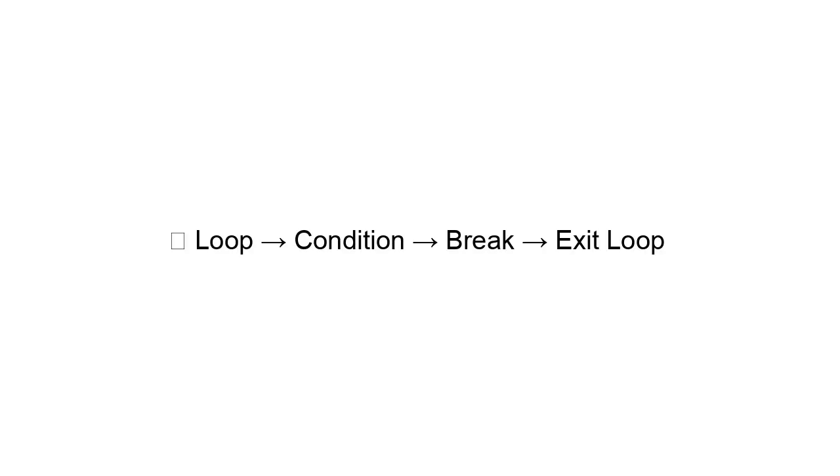How break works. Step by step. The loop starts normally. Check the condition inside the loop. If the condition is true, the break statement executes. The loop ends immediately. The program continues after the loop. Flow: loop, then condition, then break, then exit loop.